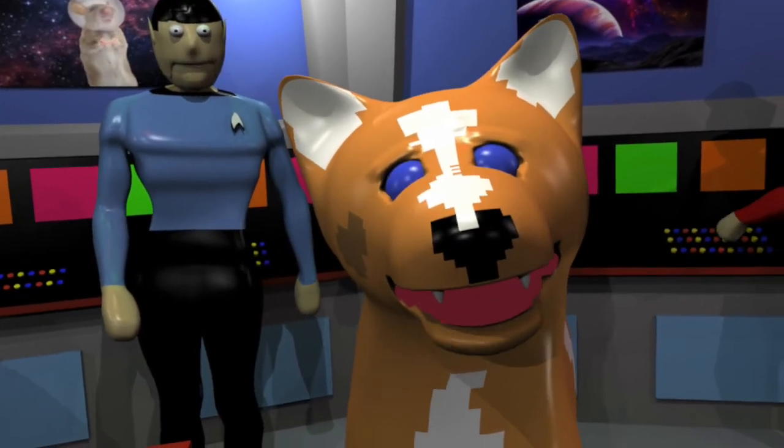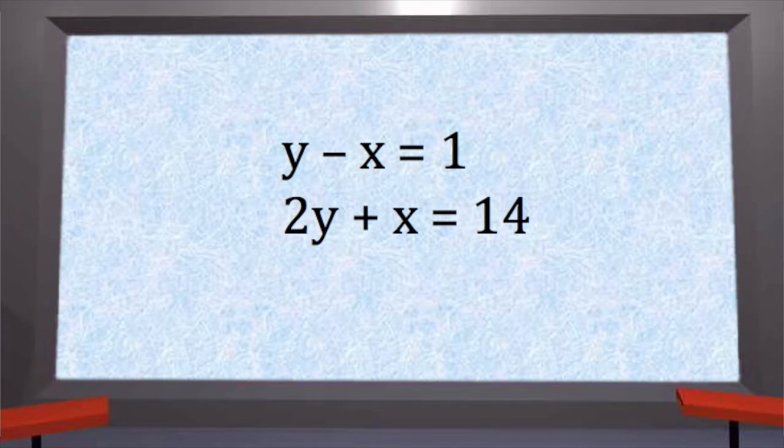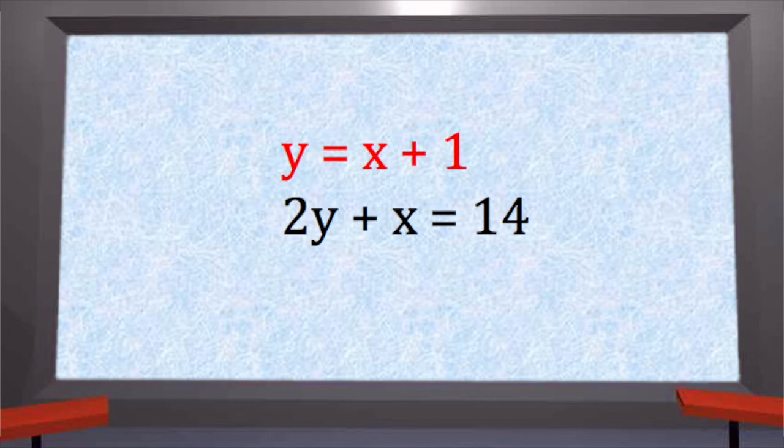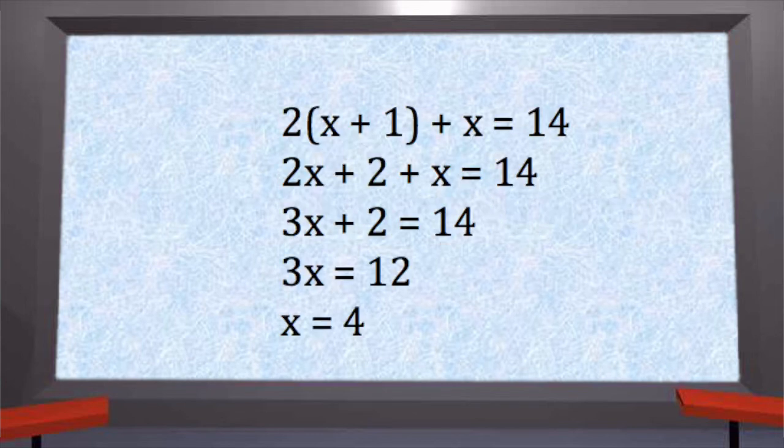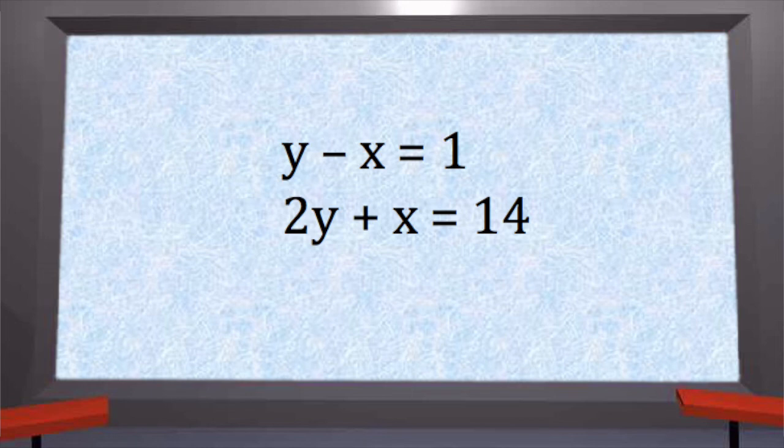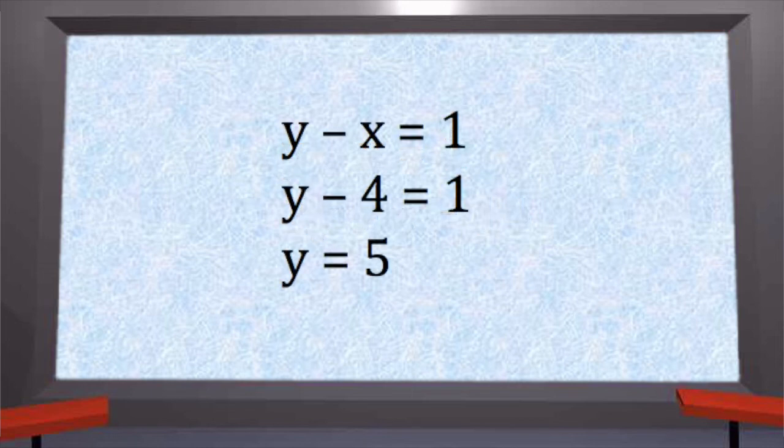Try this one on your own. You can pause the video while you work. Notice that we can change the first equation to y equals x plus 1, so we know what y equals in terms of x. We can now replace y in the second equation with x plus 1. And now use the new second equation to solve for x. Now that we know that x equals 4, we can use the first equation in our system of equations to solve for y.